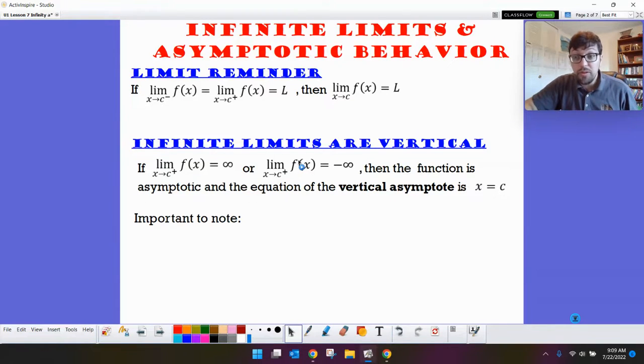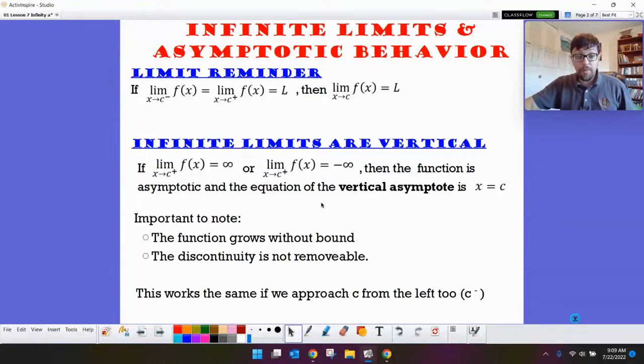Now, if we have one of those left or right hand limits, we get a vertical asymptote. That asymptote is at the value we put into our limit that caused the infinity to show up in the first place. An important thing to note is that saying the function grows without bound means it is constantly growing and growing and growing. These are non-removable discontinuities, so even though there's just that single point where we have a problem, even if both sides are heading towards that same thing, we can't just fill in a point to remove the discontinuity.